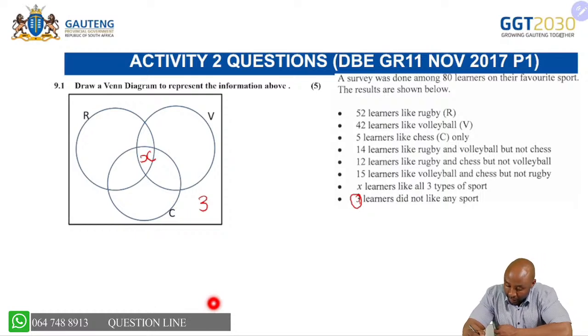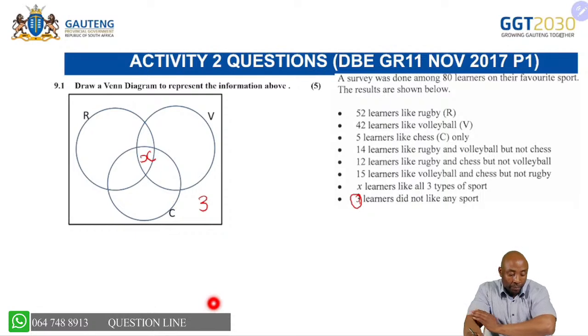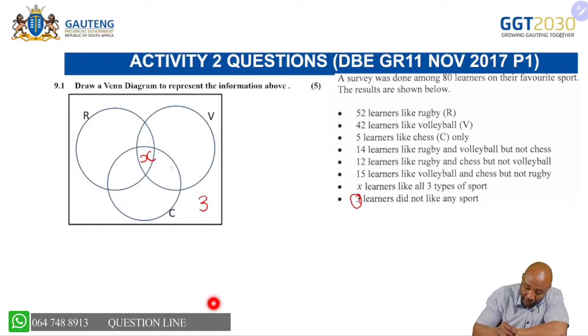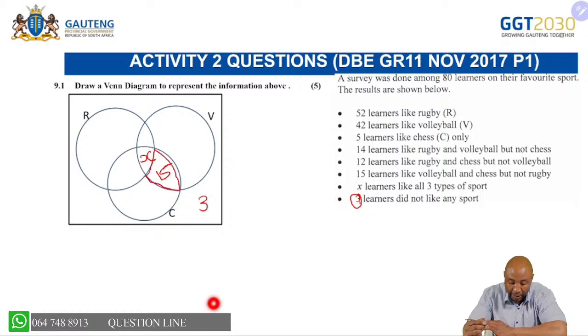15 learners like volleyball and chess but not rugby. What will we put there? So it means these 15 are on the intersection of volleyball and chess, but we do not include rugby. So I'll put 15 here. They are not part of the X who are doing all 3 because they are not part of rugby. So we are only going to put 15 for this intersection there.